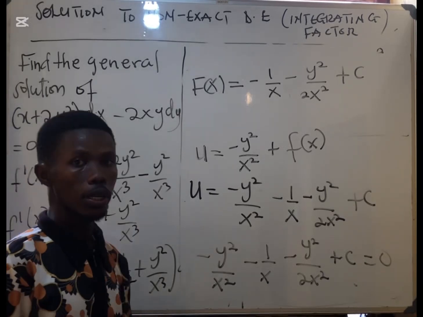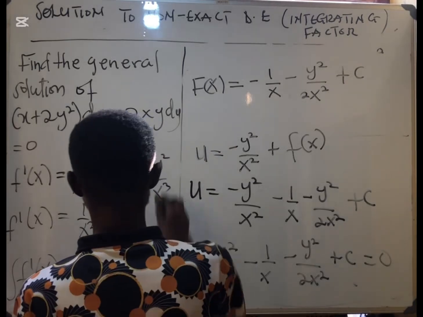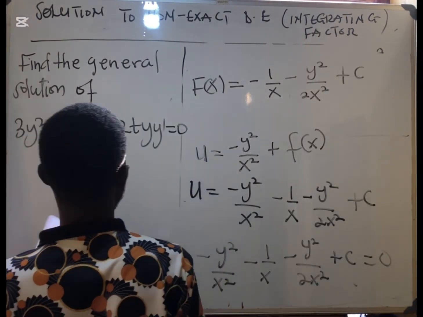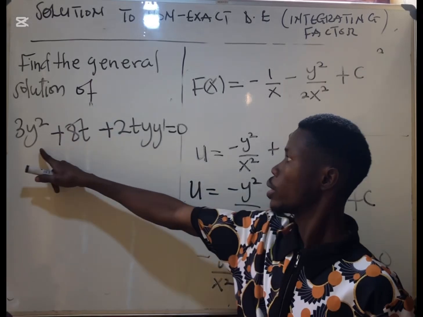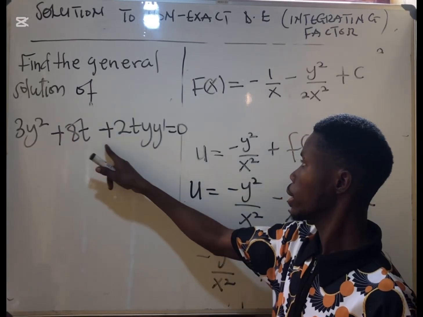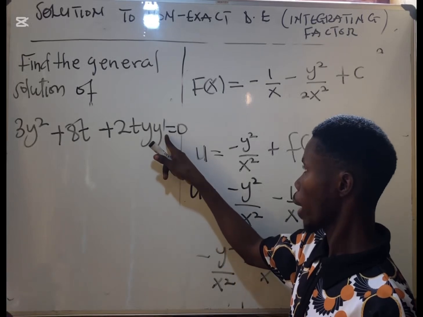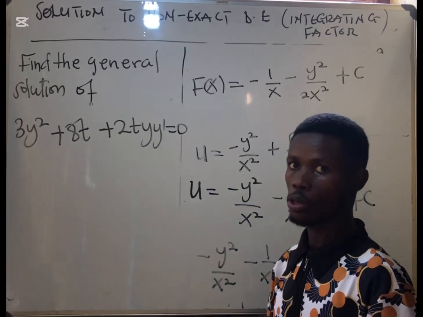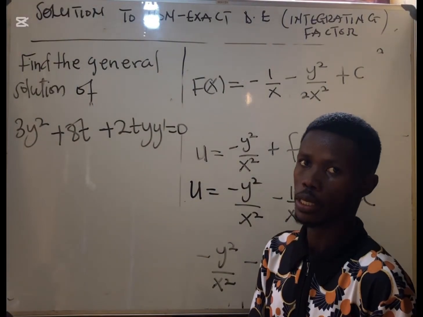So take this one and try it at your leisure time. Find the general solution of (3y squared + 8t) + 2ty y prime = 0. So try this and you can leave your answer in the comment section.